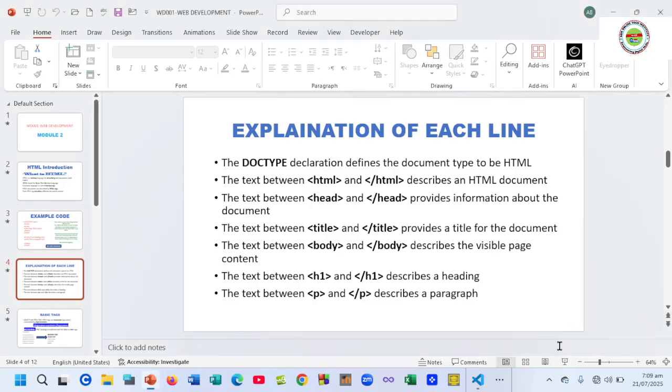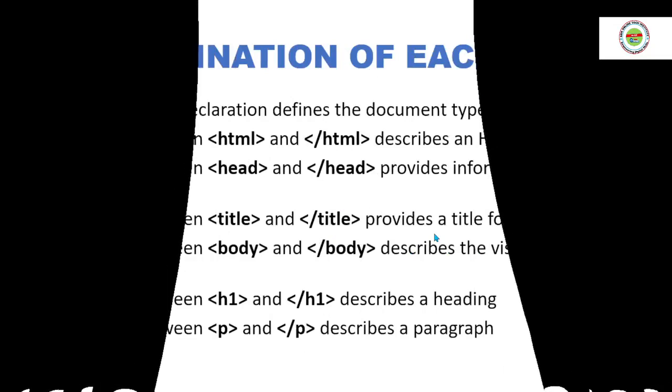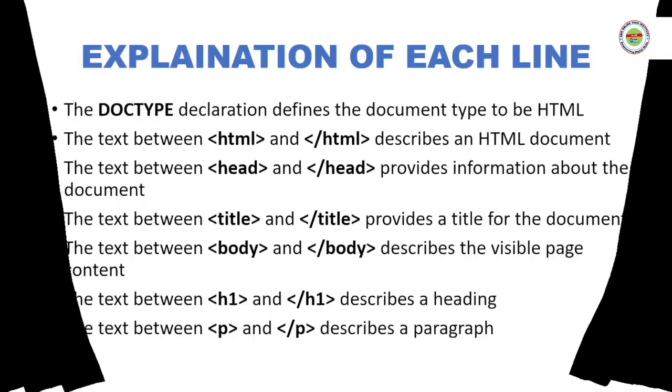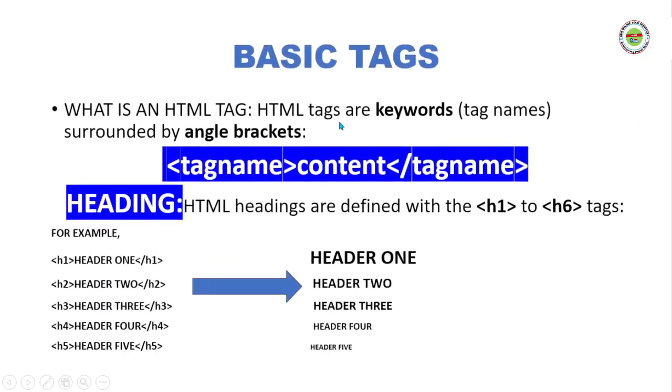Now we have seen all these tags here, and we understand what they do. Okay, so now let's talk about basic tags. Now, what is an HTML tag? HTML tags are keywords. Okay, so now we will come to the real thing. Now, HTML tags are keywords, tag names surrounded by angle brackets.